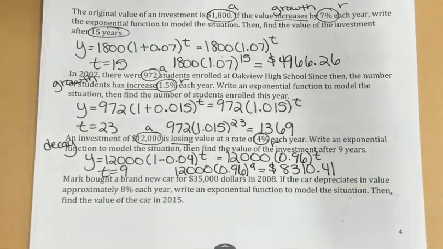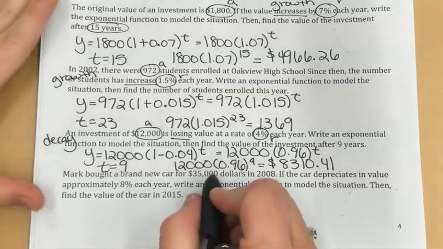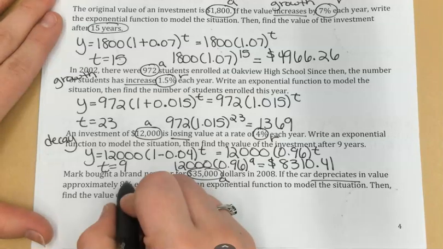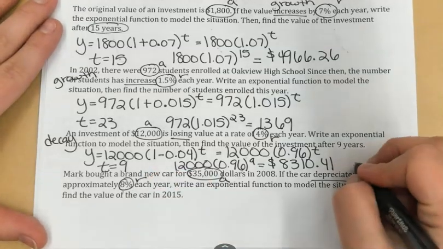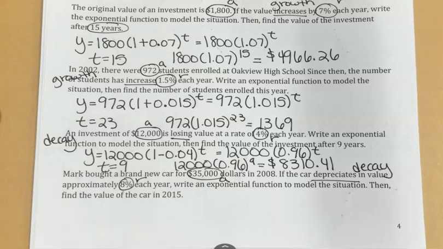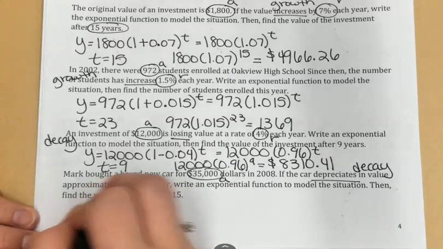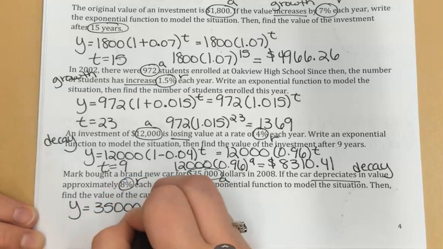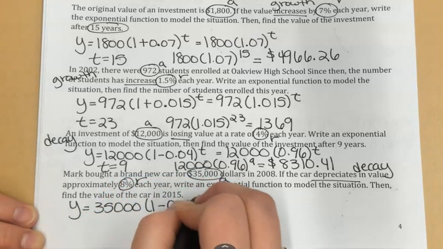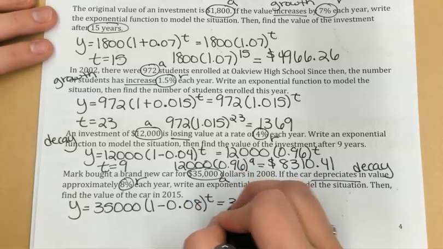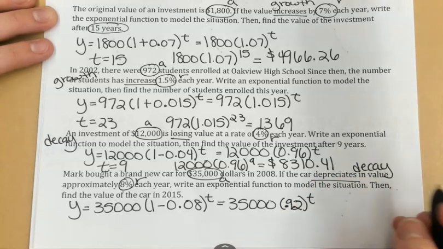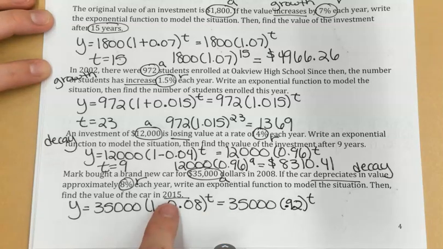Okay, lastly for this page, Mark bought a brand new car for $35,000 in 2008. If the car depreciates in value by 8% each year. Now, depreciate tells me that this is going to be decay. So the model for this will be y equals 35,000 times 1 minus 0.08 to the t, which will be 35,000 times 0.92 to the t.